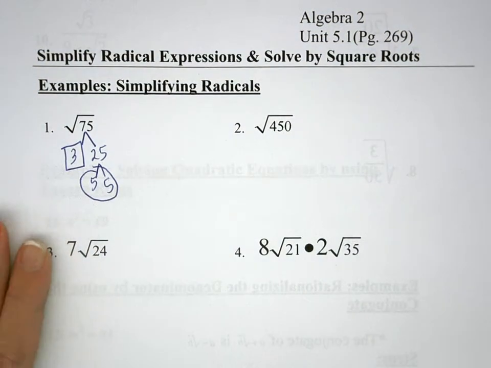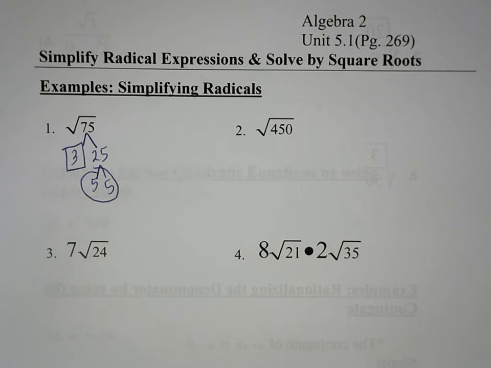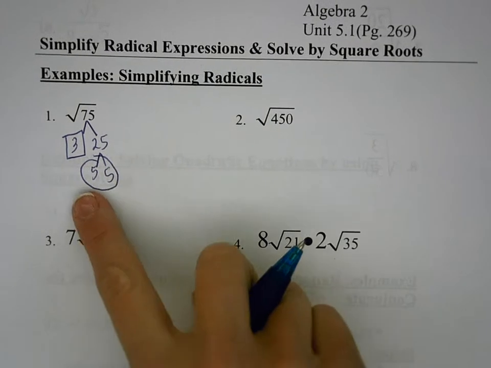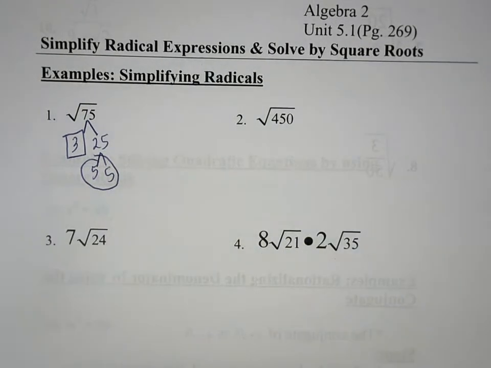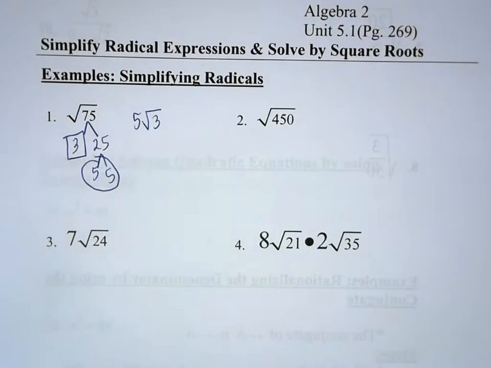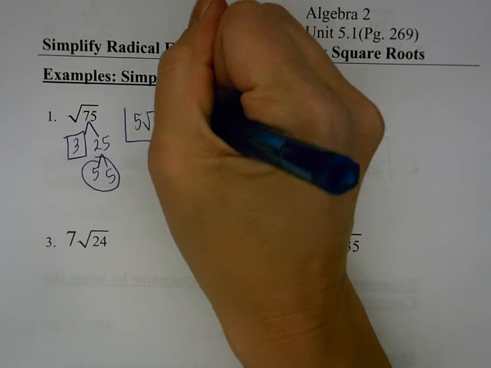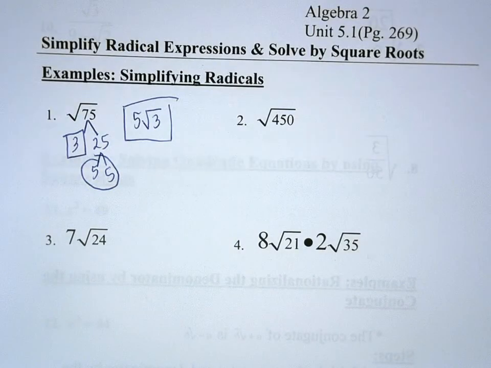I normally will circle my groups and then box anything that doesn't have a pair to remind me that it needs to go back into my root box. Okay? And so when you have a pair, that ends up just becoming a single 5. So my answer for this is 5 root 3 because the 3 is still in the root and the 5 got to be brought out. Questions on example 1?